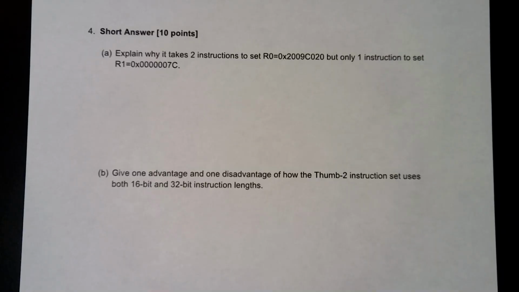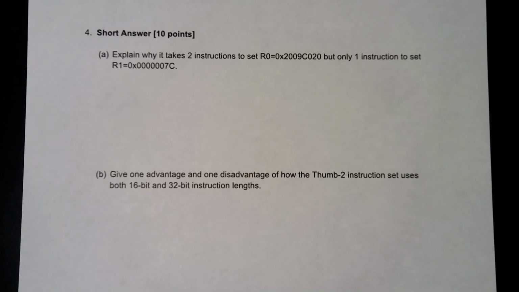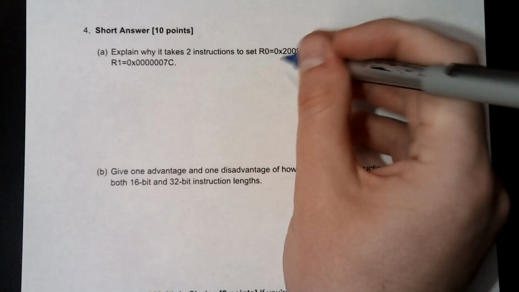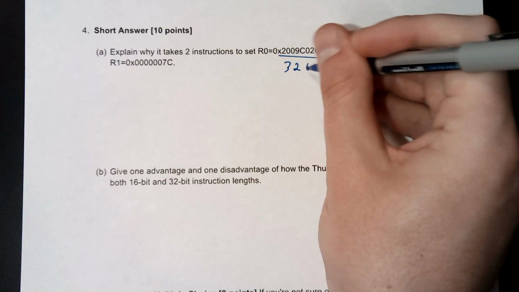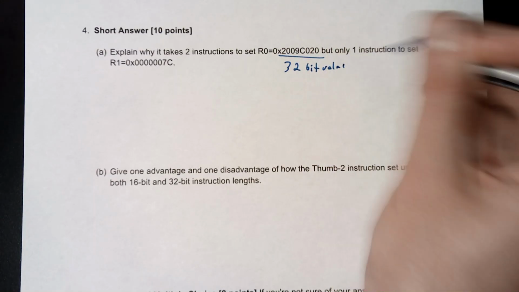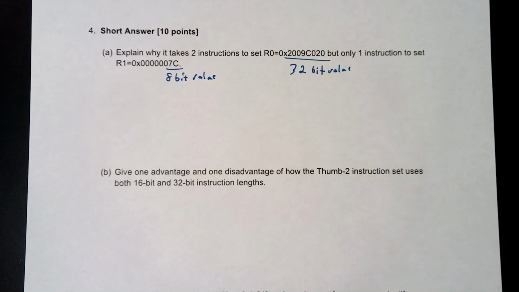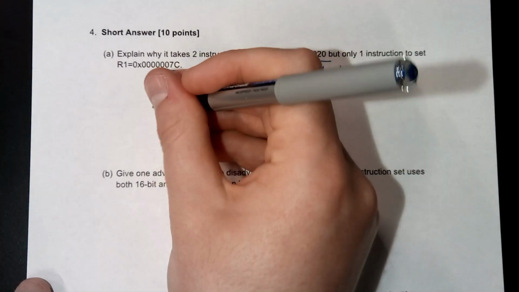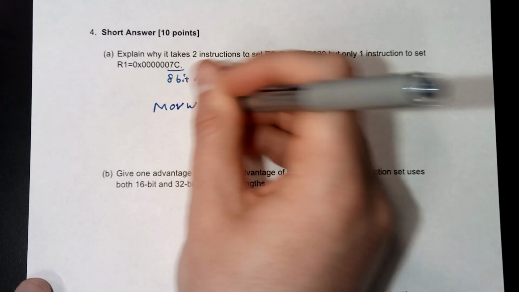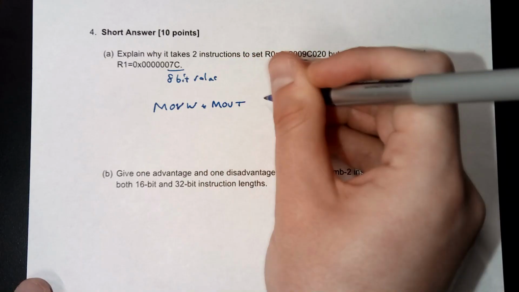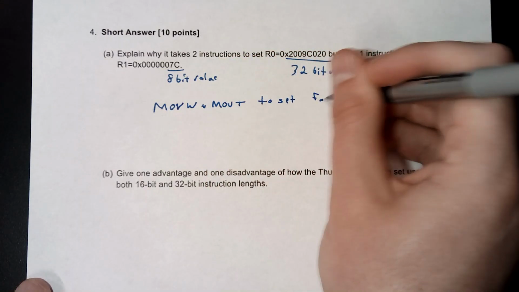So part 4A, explain why it takes 2 instructions to set R0 equals 2009 CO20, but only 1 instruction to set 7C. This is a 32-bit value. This is an 8-bit value, right? And so it takes a MOVW plus MOVT to set full 32 bits.